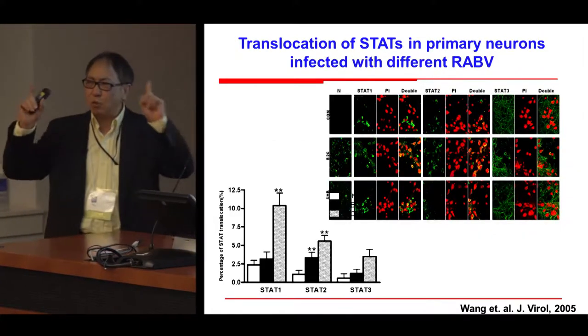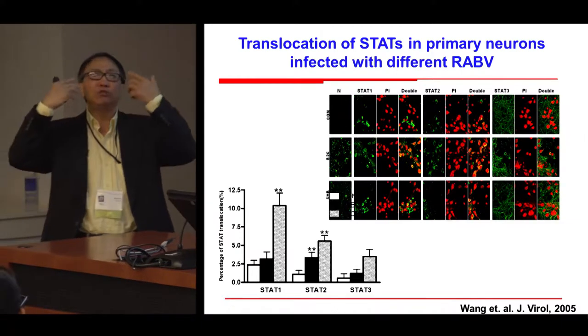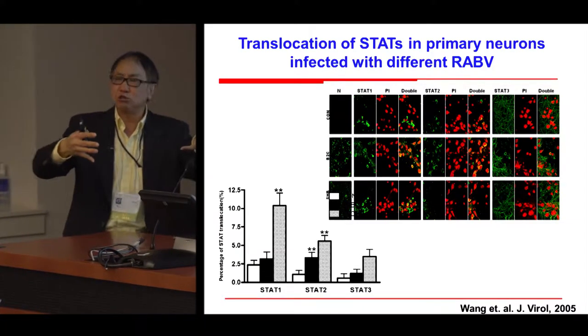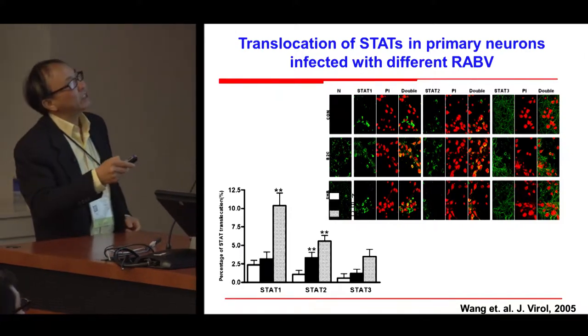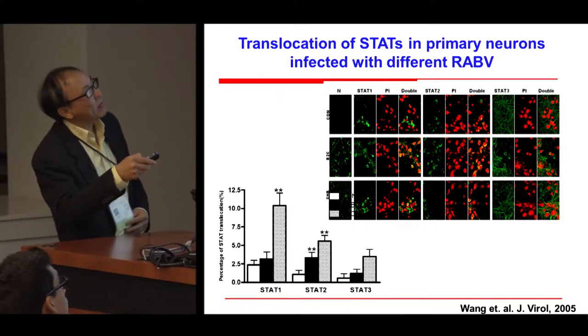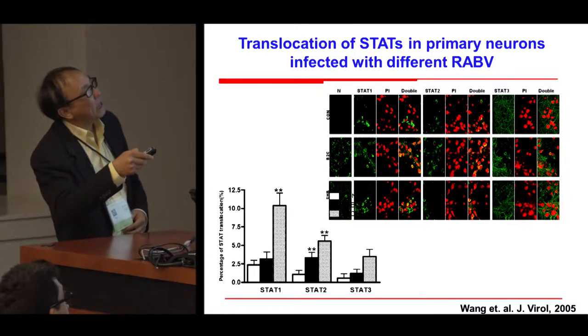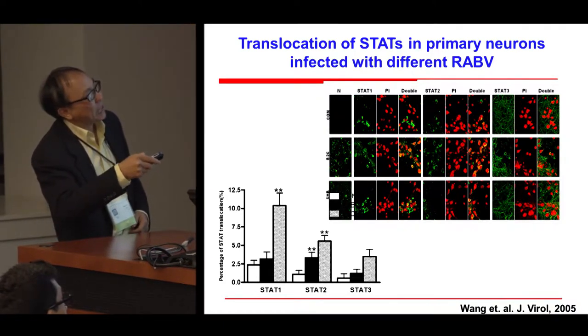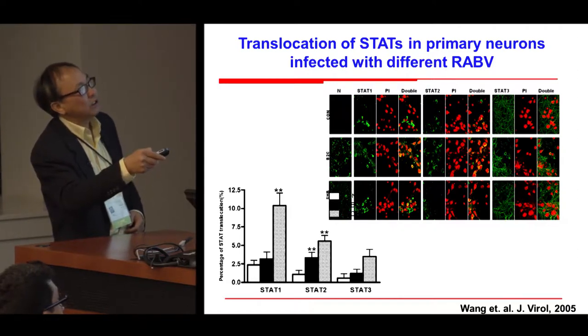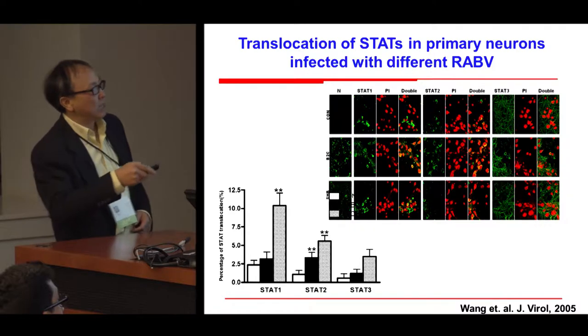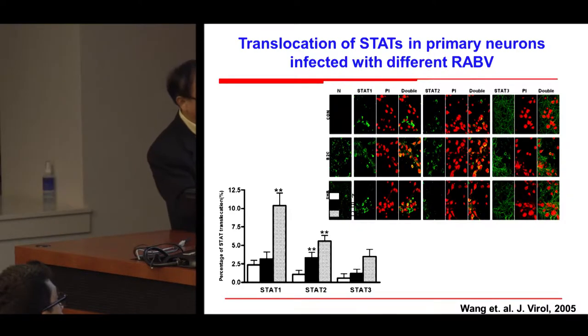And STAT1 and STAT2 have to go into the nucleus to show activity. So what we show here is, no doubt about it, the STAT1. You can see here the 1 and the 2 in the control, and in the lab-adapted infected neurons, you can see a lot more intranuclear localization. So that's the quantitation of the data.